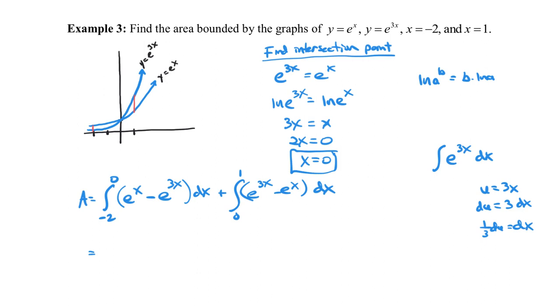So that means we can get rid of this dx and swap it out with 1/3 du. And then this is, of course, going to be e to the u. So our new integral would just be 1/3 e to the u du, which of course, once we integrate, we get 1/3 e to the u plus c. And then we would just plug back in our u, which is 3x.